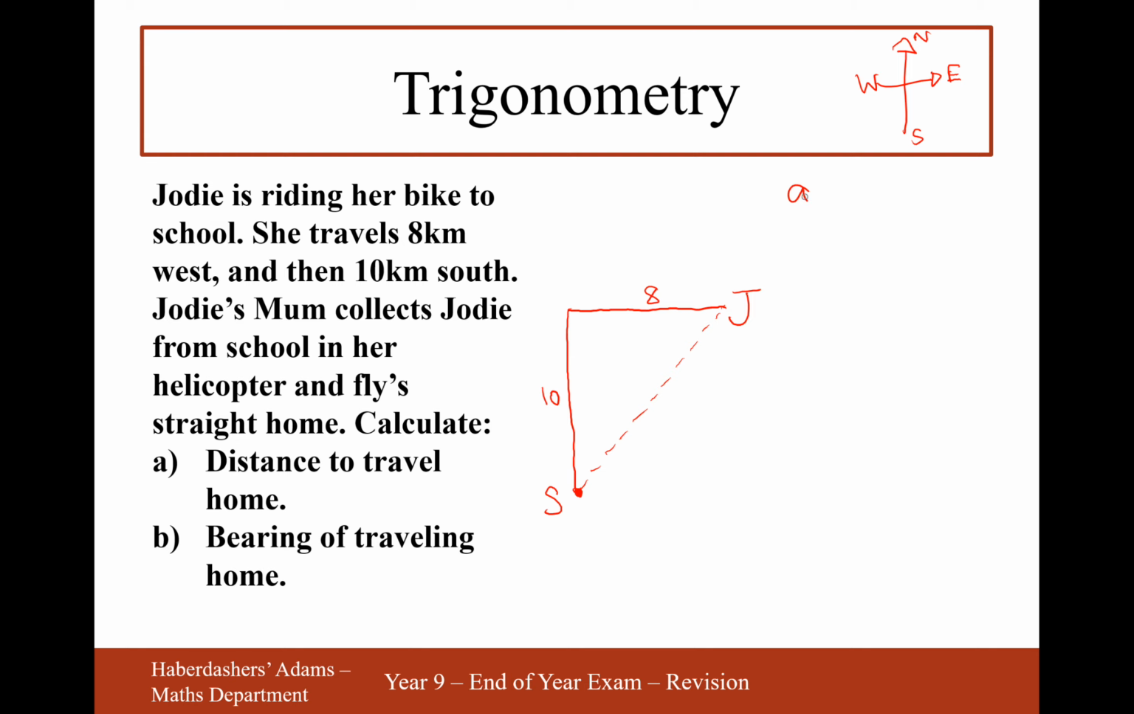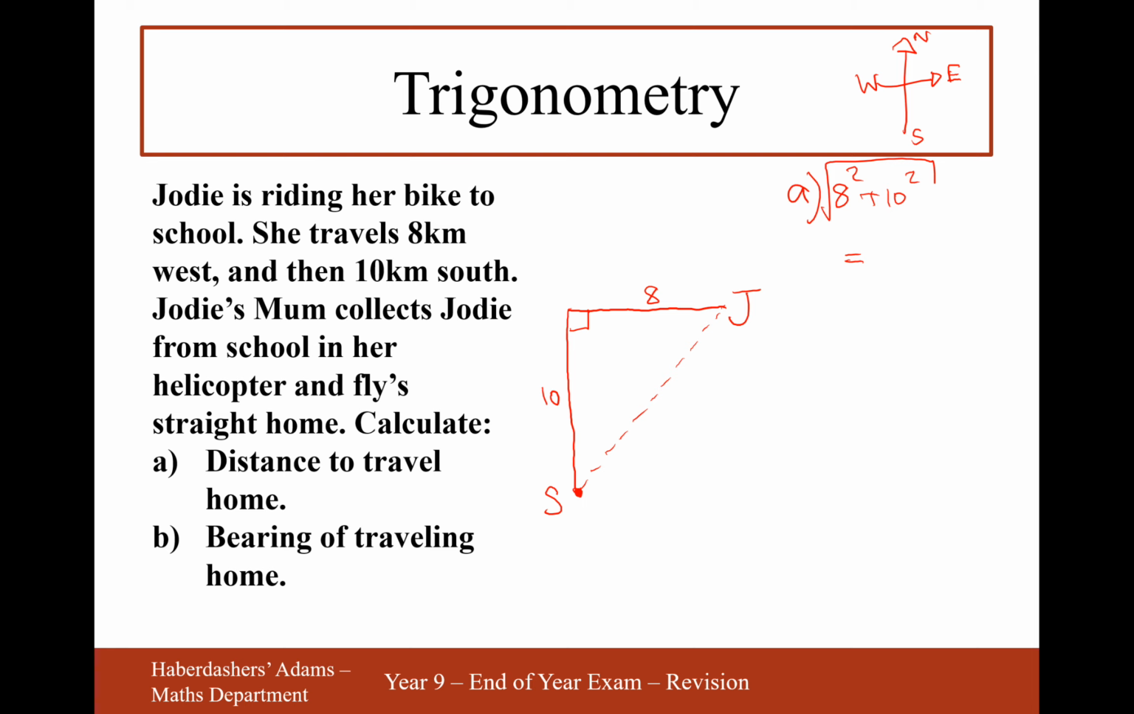Okay, well the answer to part A is not a trigonometry question. Can you work out what type of question it is? It's a Pythagoras question because we've got two sides of a right-angled triangle and we want to work out the hypotenuse. So it's going to be 8 squared plus 10 squared, all square rooted, because remember you need to square root after a Pythagoras question.